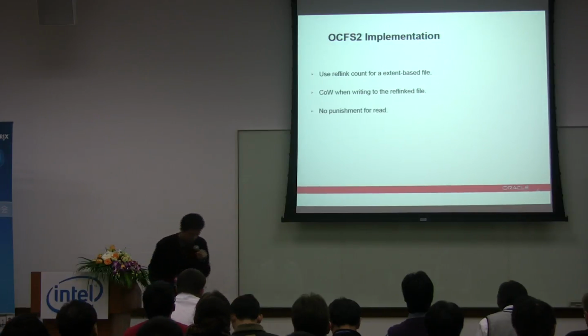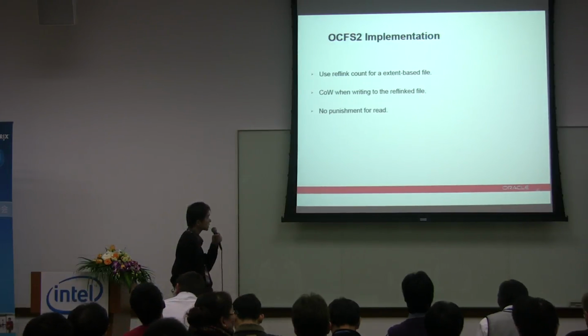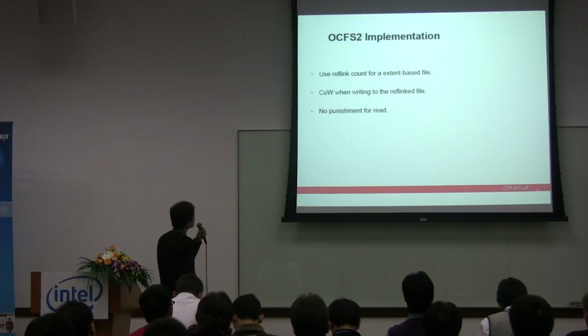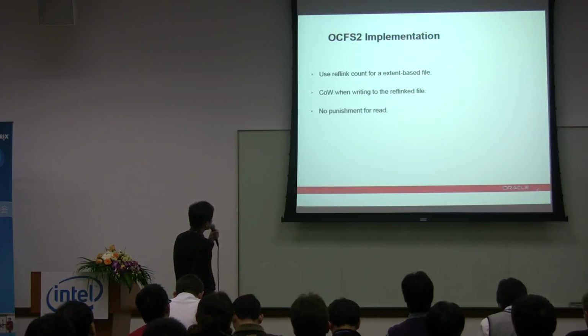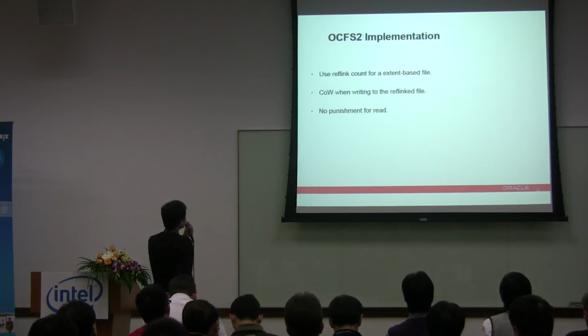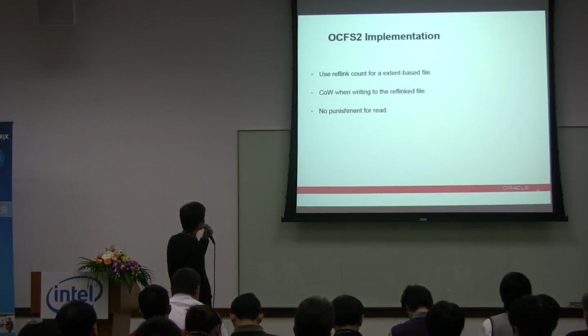So this is how OCFS2 implements it. As I have said, OCFS2 is a cluster file system and a modern file system. It uses extent-based storage for files, so it isn't like some old file systems like ext2 or ext3. It is very modern, so we use extents. When we do a Reflink, we just copy the extents, but not the disk data.